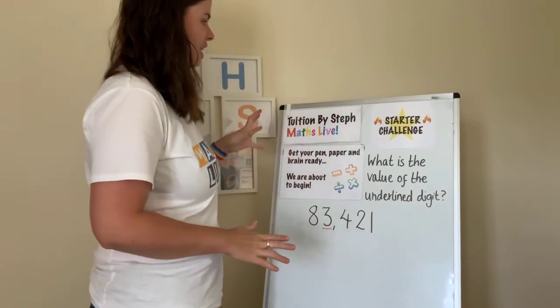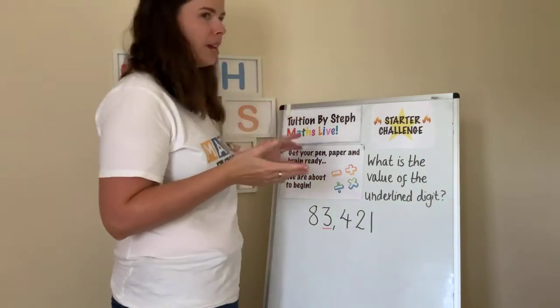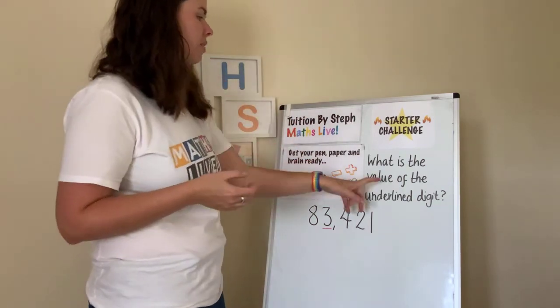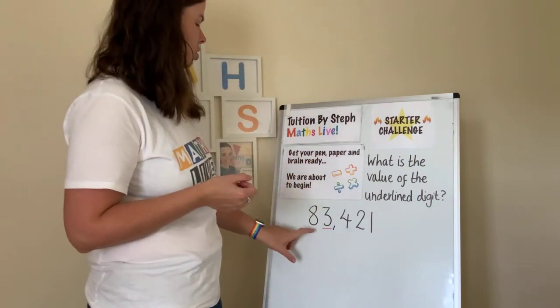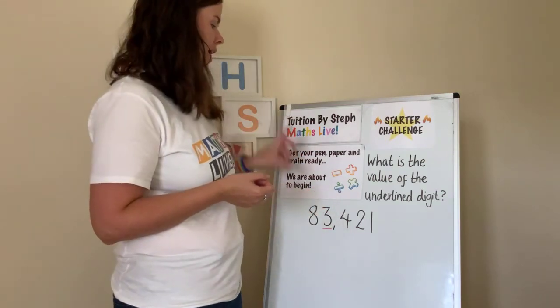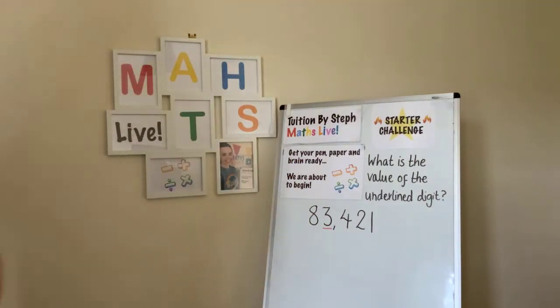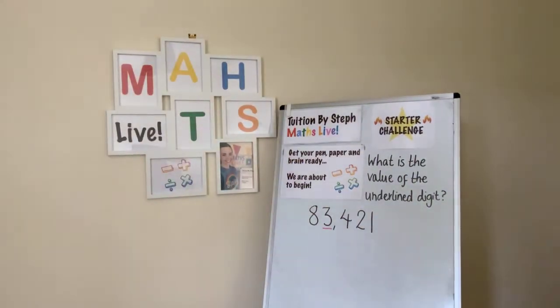Here is your starter challenge. We're going to be looking at place value this week. So to get you started, it says, what is the value of the underlined digit? There is a number here. It's a five-digit number. Can you work out what the value of the underlined digit is? Have a look at that. We'll come back to it in a minute.